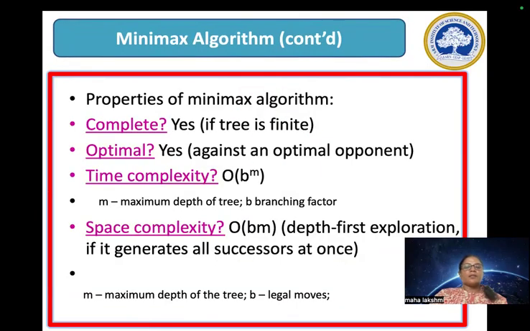The properties and evaluation parameters of the min-max algorithm: is it complete? Yes, it is complete if the tree is finite. Is it optimal? Yes, if the tree is complete, then it is optimal. Time complexity is like depth first search, because it searches all the values based on depth. So it is order of b to the power m, where m is the maximum depth of the tree and b is the branching factor. Space complexity is order of b times m.